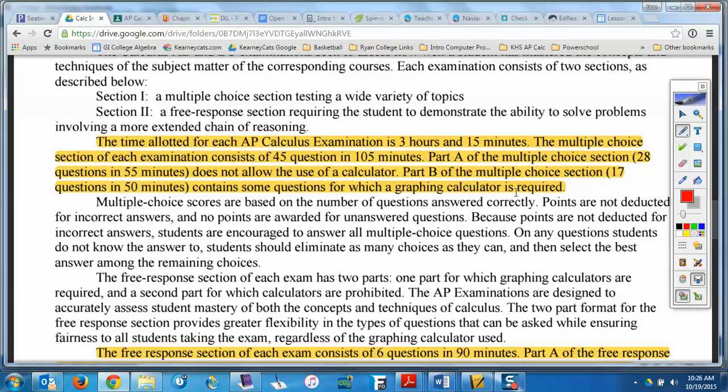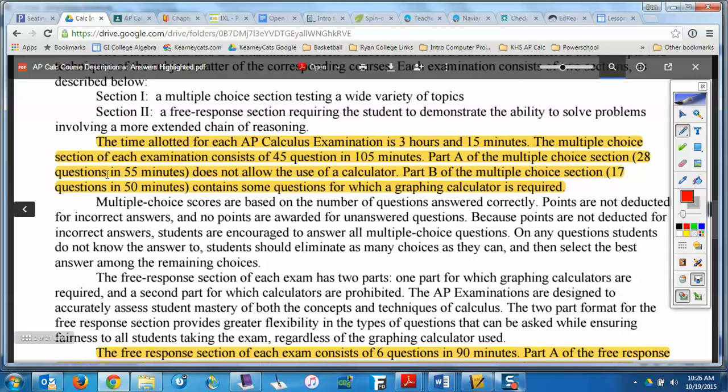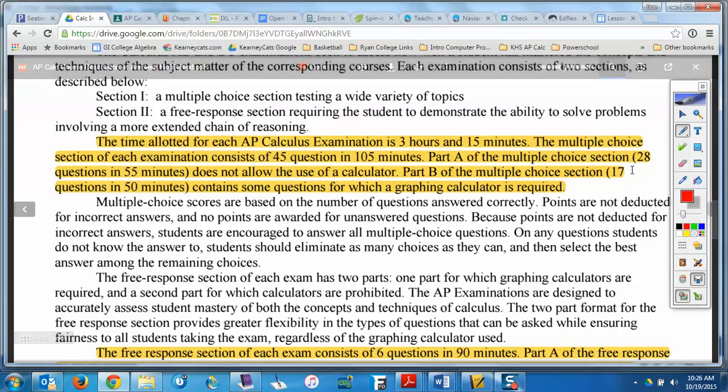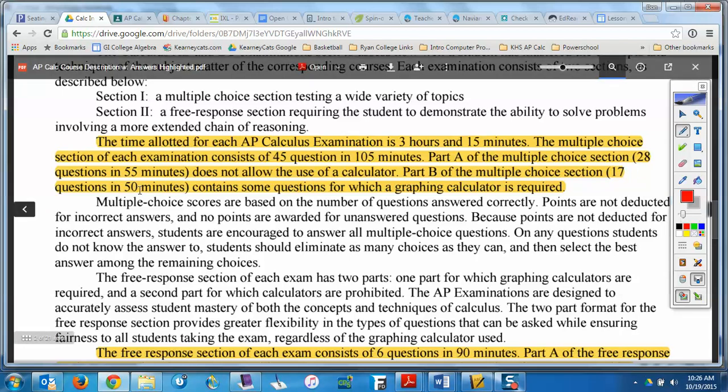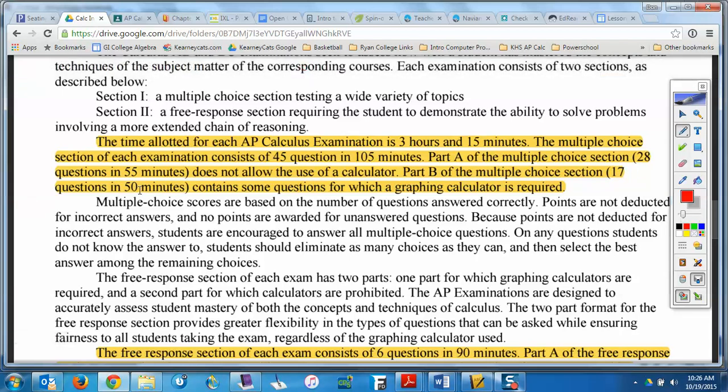And you notice the time element. These are the ones that have the most time pressure. You have 28 questions in 55 minutes. That's about 2 minutes a question. On the calculator part, 17 in 50. So that's about 3 minutes a question. So a little more time because they figure if you're punching buttons on the calculator, that just takes a little more time.